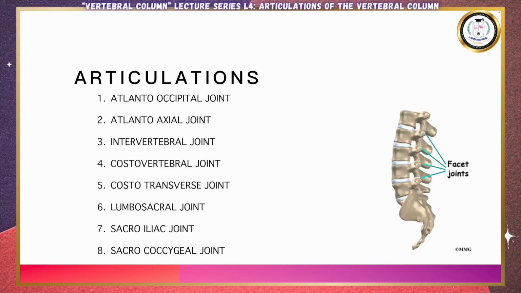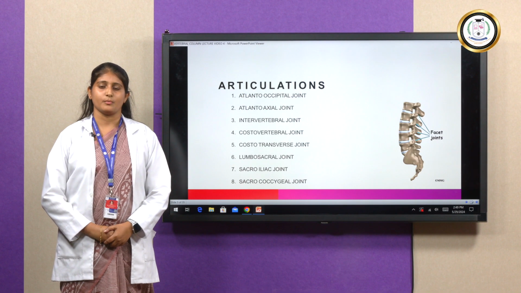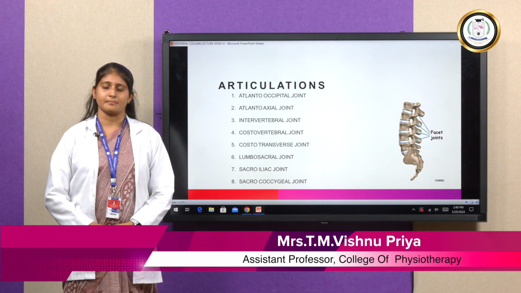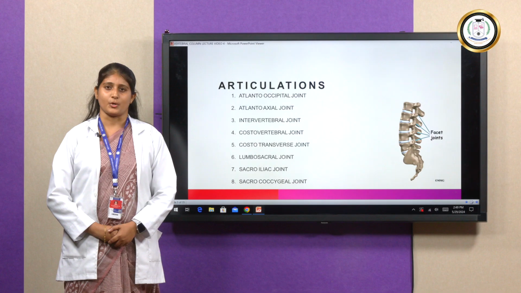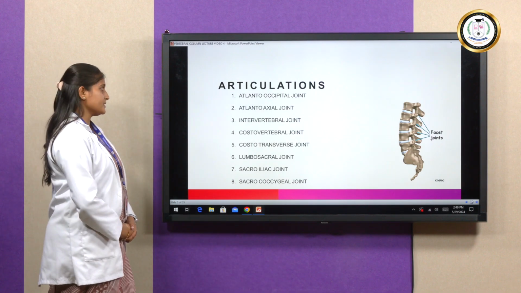As we all know, we have 33 vertebral bones. These 33 vertebral bones articulate with each other at multiple junctions. So, we have n number of vertebral joints. These are the joints.